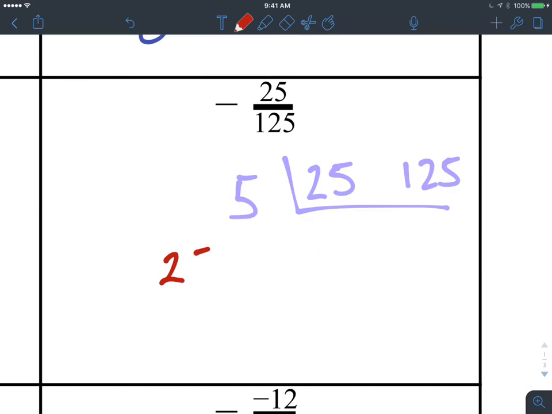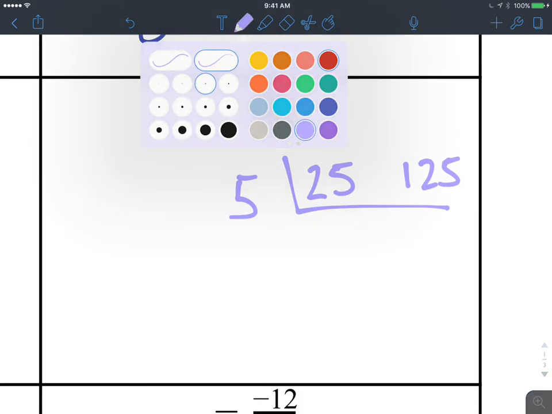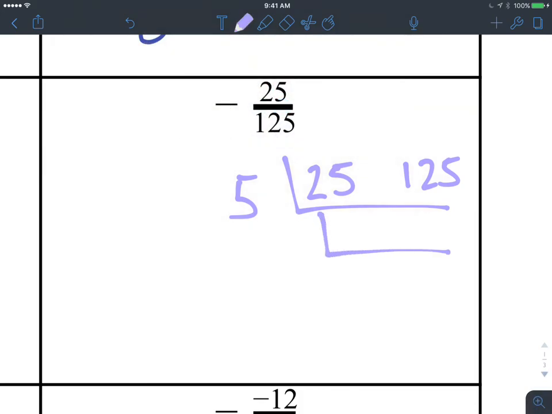However, if you didn't recognize that just yet, just give it time. You'll get better at it. You'll start recognizing this stuff right away. But we'll keep working with this 5. 5 goes into 25 5 times. And how many times does 5 go into 125? You might have known that 5 goes into 25 5 times pretty fast, but 125 might be a little tougher.